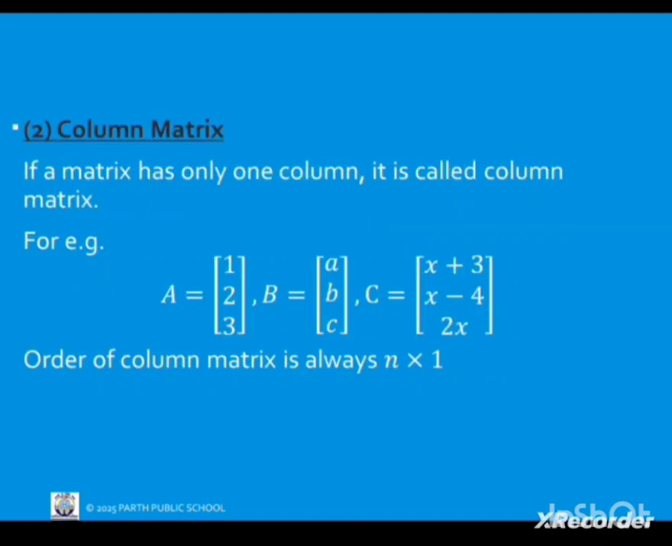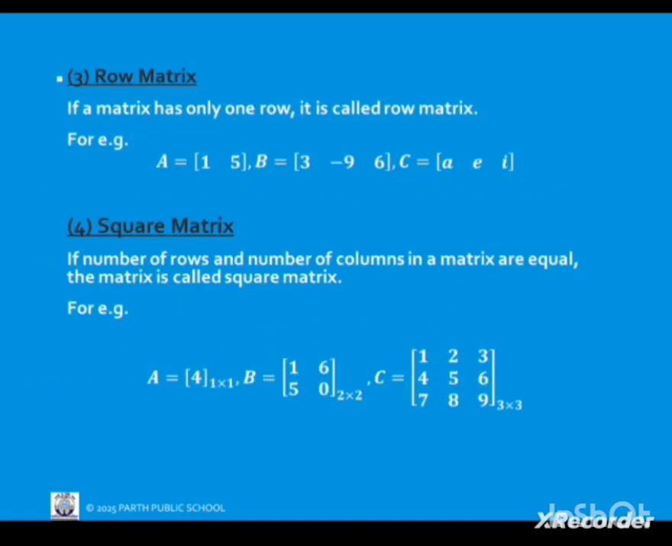The second type is the column matrix. Column matrices are those matrices in which we have only one column but any number of rows. You can see matrix A, matrix B and matrix C. All have one column but there will be 3 rows. The order will be 3 into 1, but in general, the order of a column matrix is always n into 1. Next, the third type is the row matrix. Row matrices are those matrices which have only one row but any number of columns.